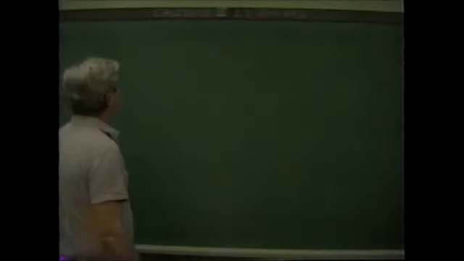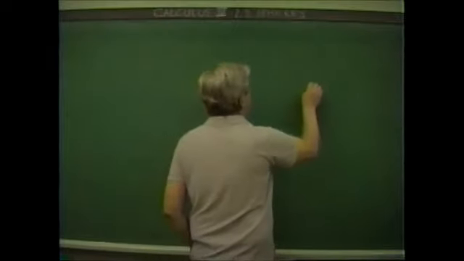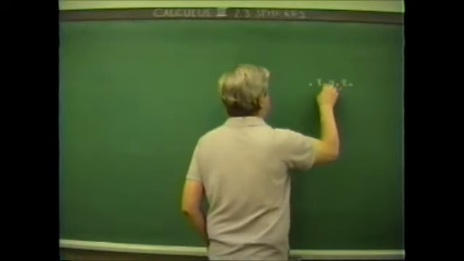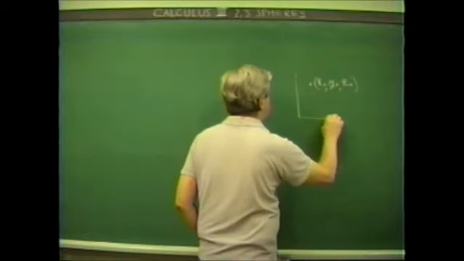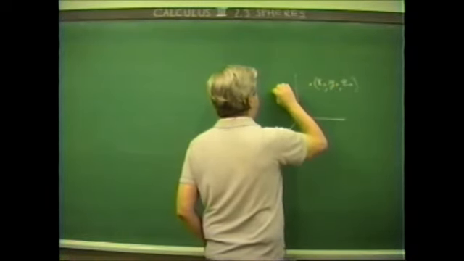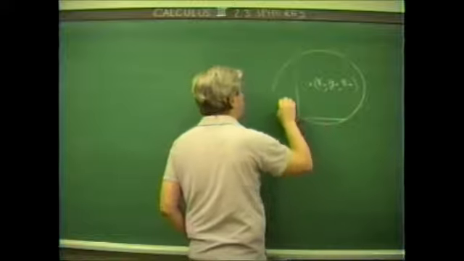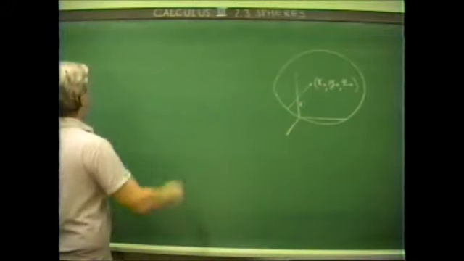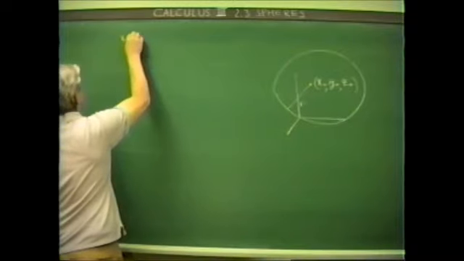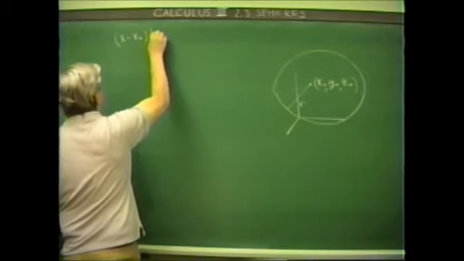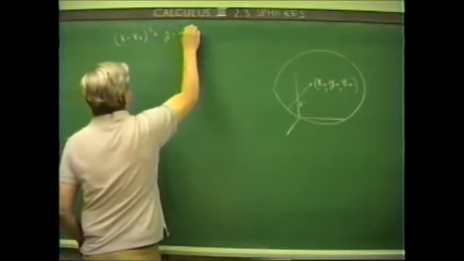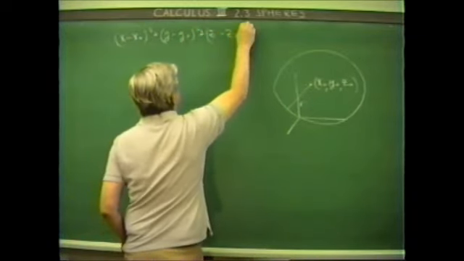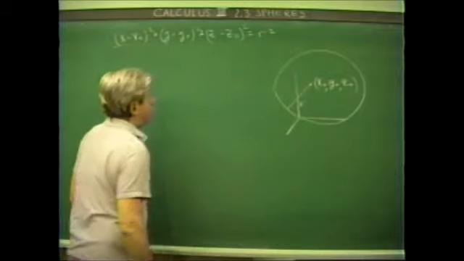And it's just noted here, if we take a point x naught, y naught, z naught, for example, here, we want to describe the sphere of radius r. It's centered at x naught, y naught, z naught. Its equation is (x minus x naught) squared plus (y minus y naught) squared plus (z minus z naught) squared is equal to r squared.